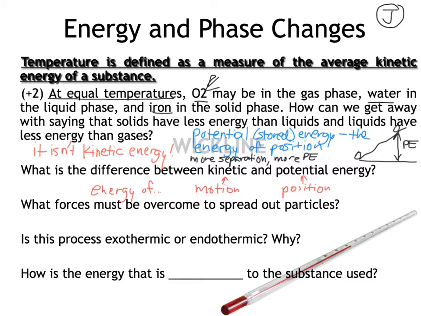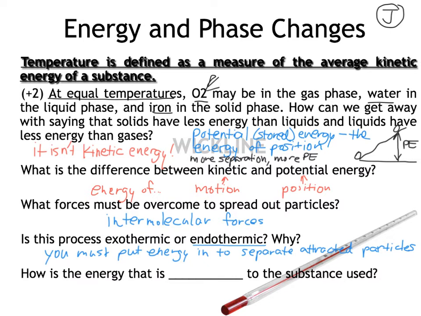So the forces that must be overcome in order to spread particles out from one another, or in other words, to increase their potential energy, are intermolecular forces. And since you must spend energy in order to separate particles that are attracted to each other, then the process is considered endothermic. So the question here is, where does all that energy go? How is the energy that is absorbed, or I would say given to the substance, used? It's used by storing it in the distance between the particles, so it's used to increase potential energy.